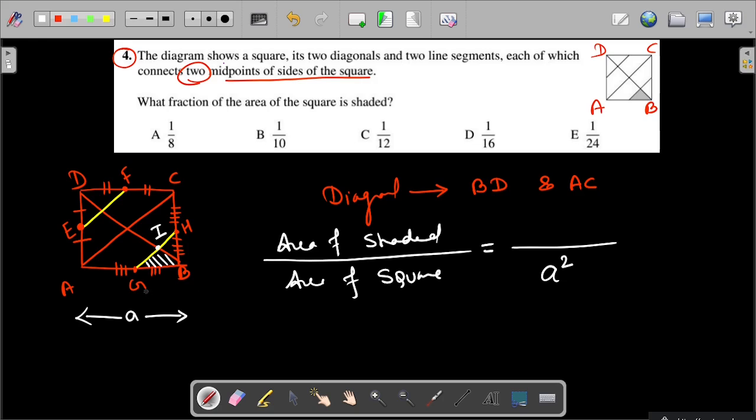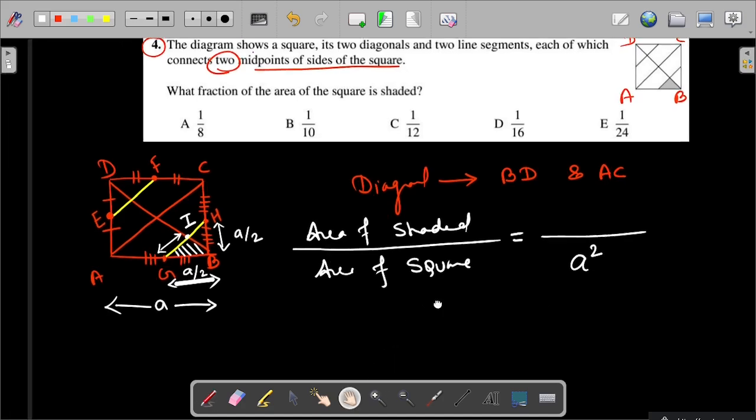So see, can we find that GB? This GB should be a by 2 because this is the midpoint. This HB should also be a by 2. GB is clear. Can we find this GI?